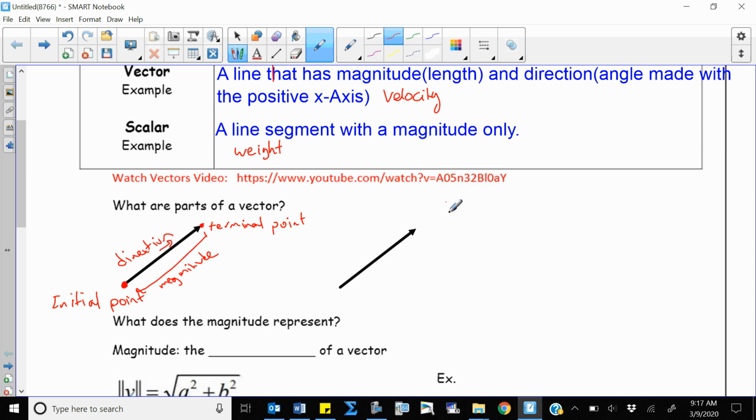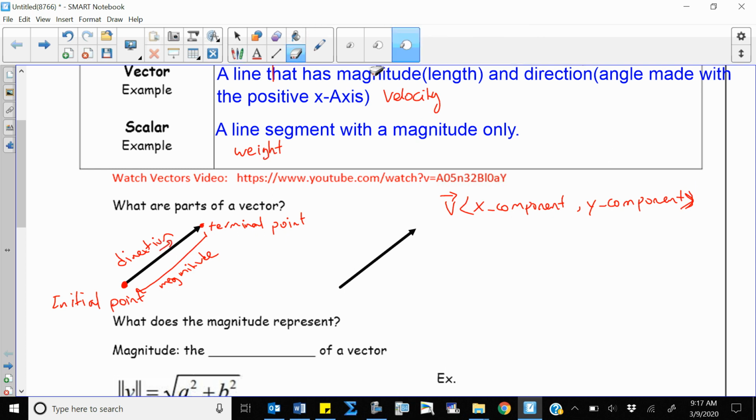A vector also has two components. One is called the x component and the other one is the y component. Basically, we represent a vector with a little arrow on top of the name of the vector, and the components can be written in this form. We put two pointed brackets and write the x component first, then the y component.